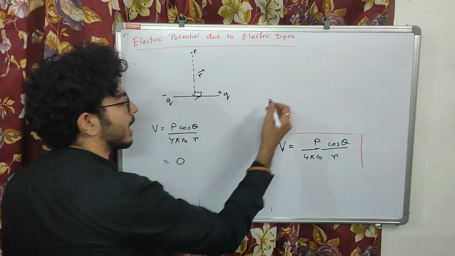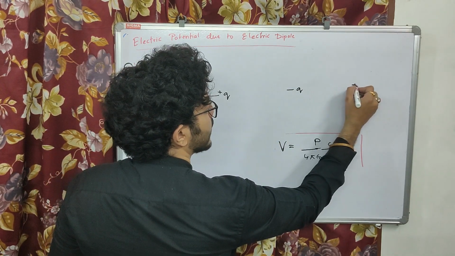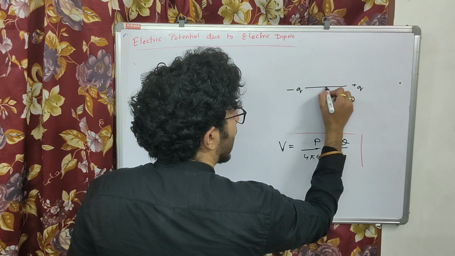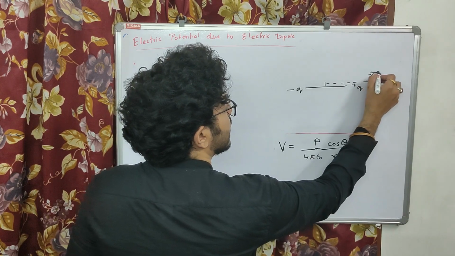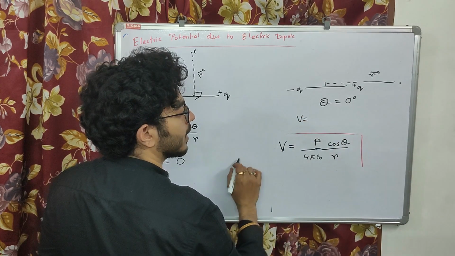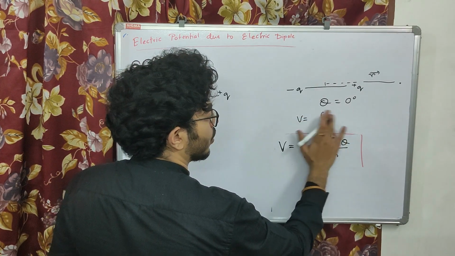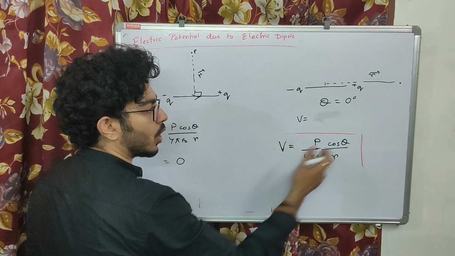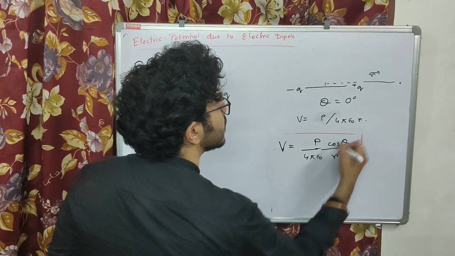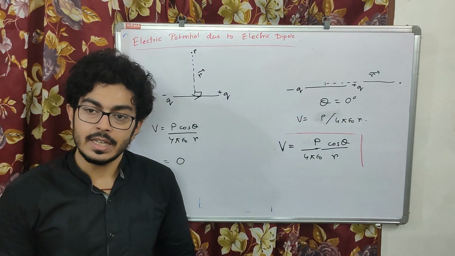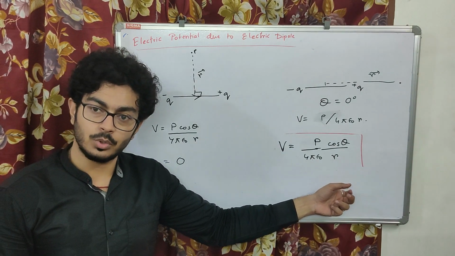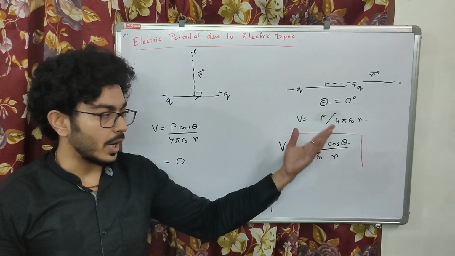Now again, if this is minus Q and there is plus Q and there is a point P over here, then what will be the potential? R is in this direction, so theta over here is 0 degrees. So the potential here will be P cos theta, I have already written the formula here. Cos 0 equals 1. So here it comes out to be P by 4 pi epsilon naught R. This is very easy. For different angles, you can find it using this generalized formula. So this becomes very helpful to solve these problems. Okay, I hope this is clear.